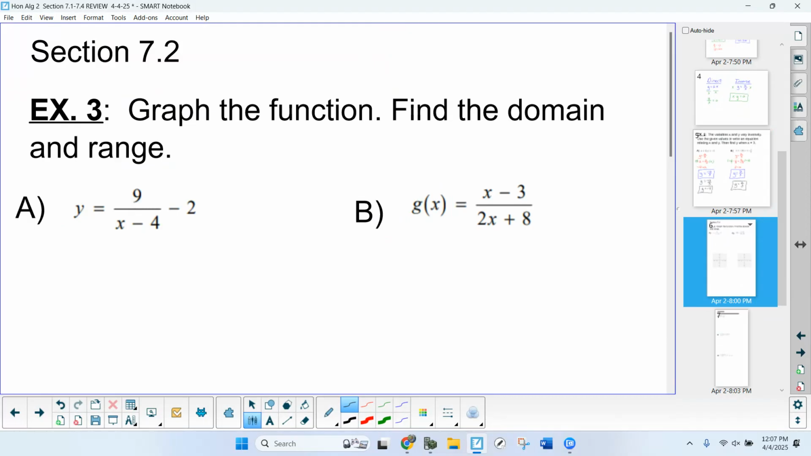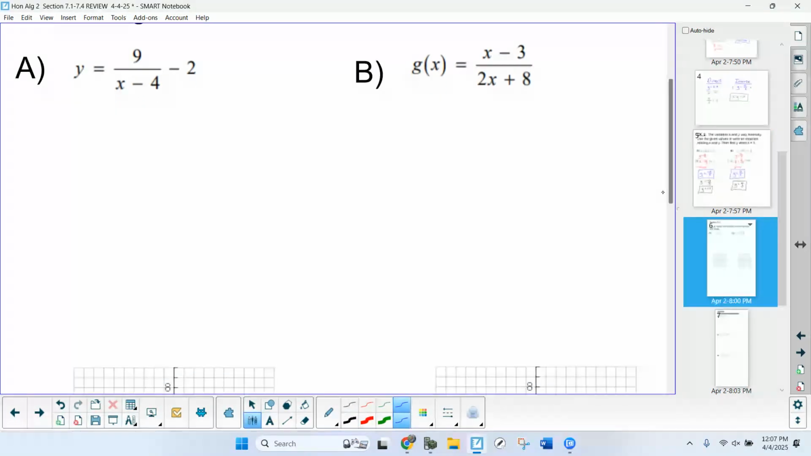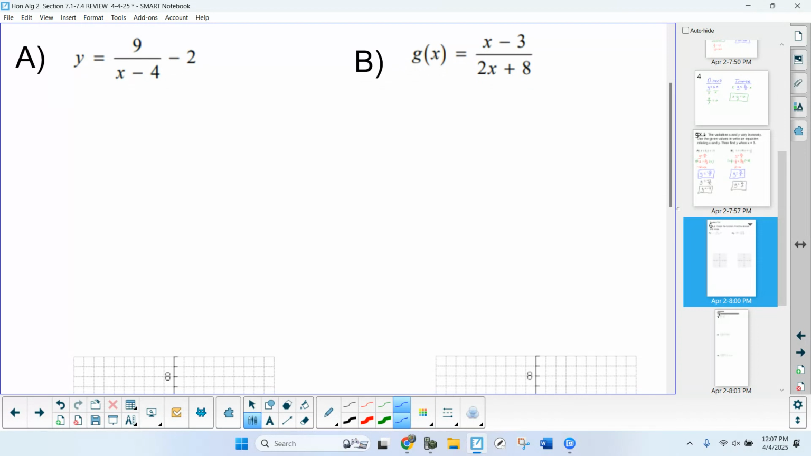Section 2. Graph the function, find the domain, and the range. I will also be very picky about where the asymptotes are, so you have to make sure you know where those are. So let's take a look at A. I can clearly see which way this is shifting. Which way is A shifting? Right 4 and down 2.